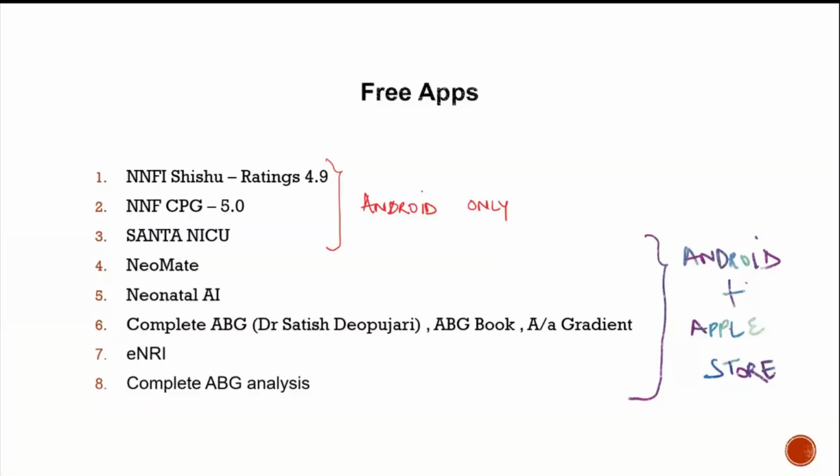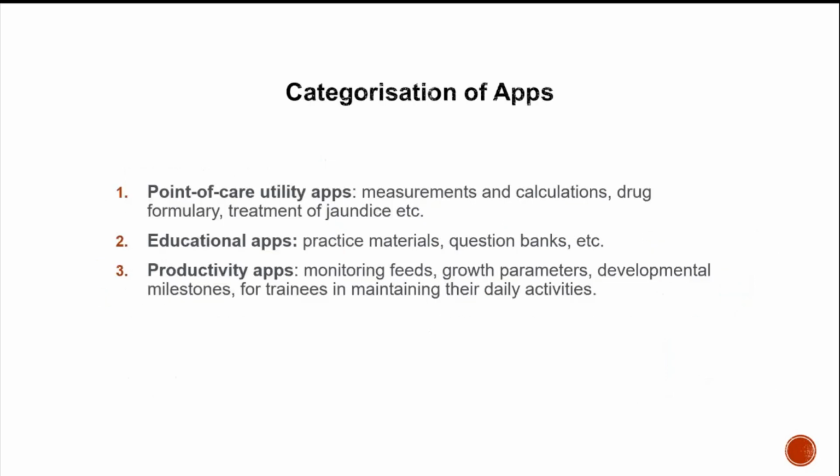Now, these are the list of the free apps. The first one is the NNF Shishu, and this is only applicable for Android, the NNF CPG, the Santa NICU, Neomate, Neonatal AI, Complete ABG, ENRI, Complete ABG Analysis. And the last ones, Neomate, Neonatal AI, Complete ABG, ENRI, and Complete ABG Analysis, are for Android as well as Apple.